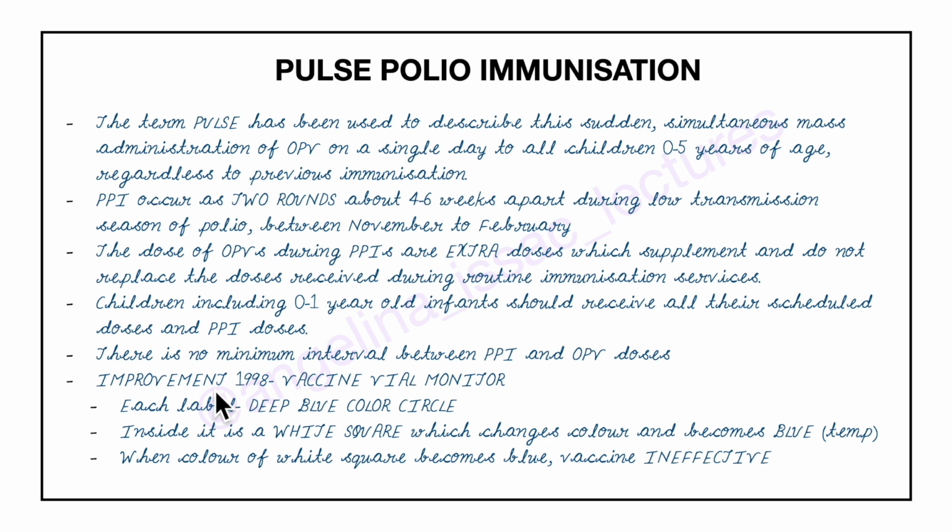There was an improvement brought in 1998 by the introduction of vaccine vial monitors. Each label contained a deep blue color circle. Inside it is a white square which changes color and becomes blue on exposure to high temperatures. When the color of the white square becomes blue, the vaccine is considered ineffective.